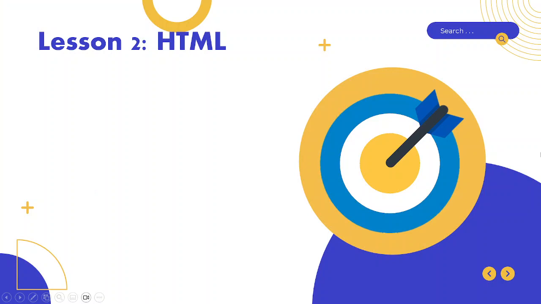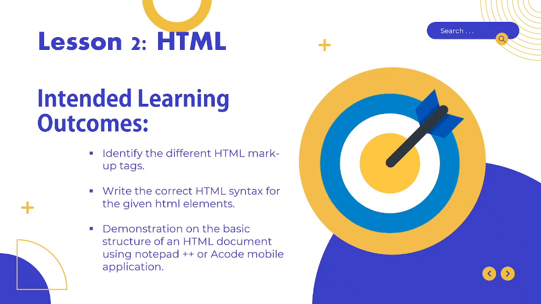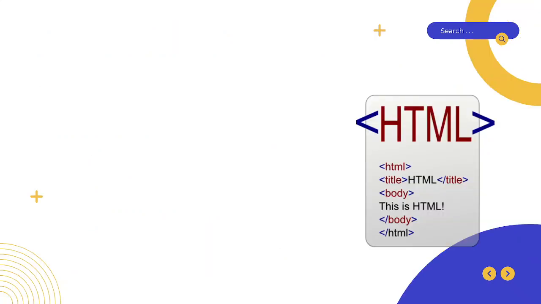So, good day, class. We are now on HTML lesson 2. And here are the ILO, or the intended learning outcomes. First is to identify different HTML markup tags, write the correct HTML syntax for the given HTML elements, and demonstrate the basic structure of an HTML document using Notepad++, Sublime, or a code editor in a mobile application.